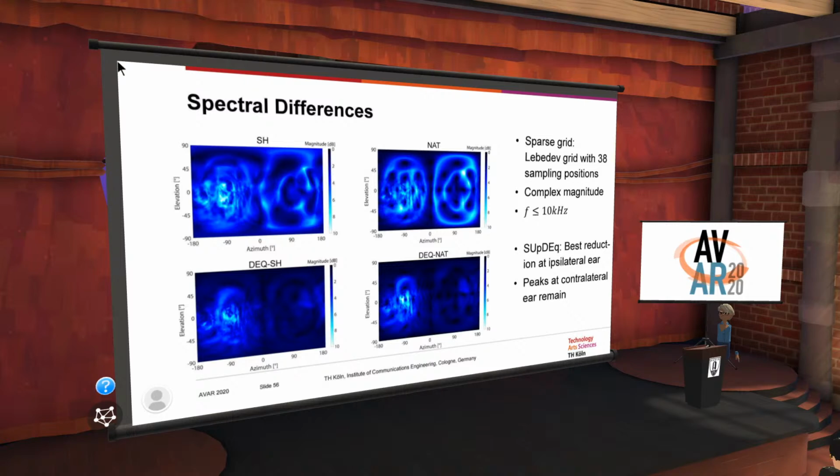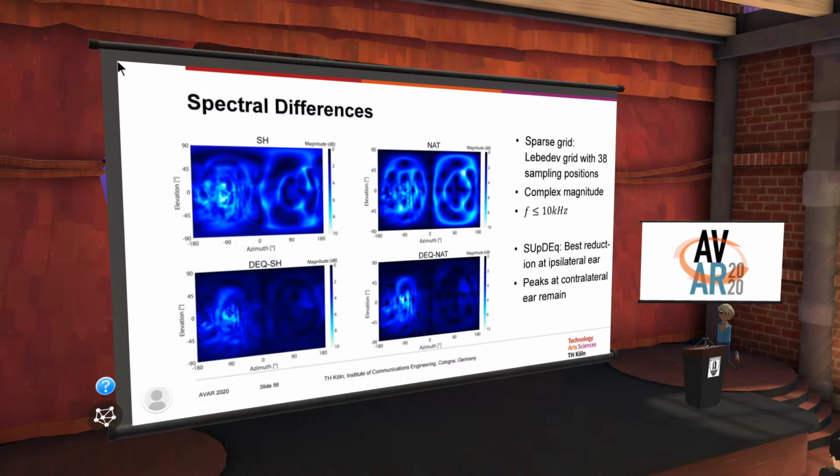We can see in each of the plots, I don't have the laser pointer, so I can't really show it, in each of the 4 plots on the left side, you see the errors at the contralateral ear, which are quite large. So we have the largest errors at the contralateral ear. Not a big surprise. It's a common thing that we see. And it's a little better on the ipsilateral side, so on the right side of each of the 4 plots that we can see here.